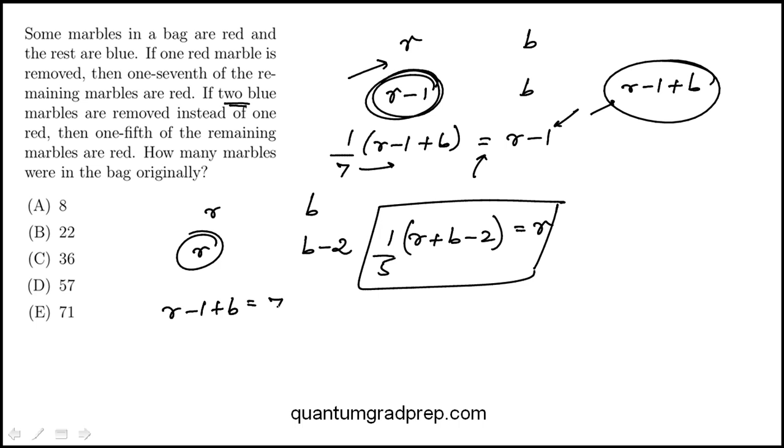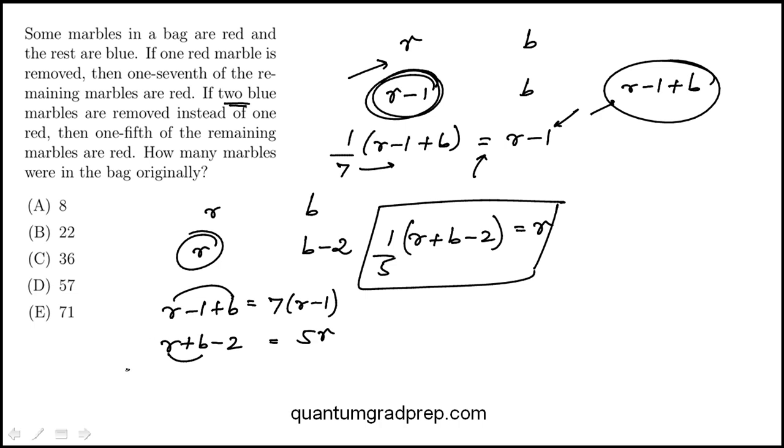So it's 7 times R minus 1. Do the same thing, multiply by 5. It becomes R plus B minus 2 is 5R. You'll notice that R plus B is common to both. So if I subtract them, that piece will drop out.